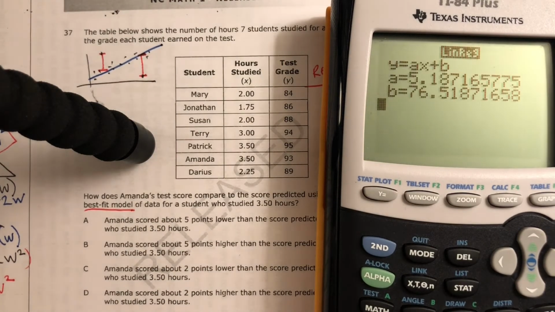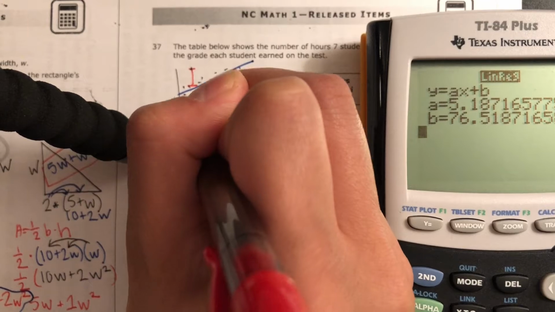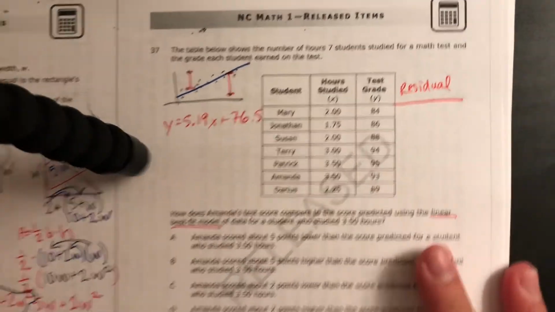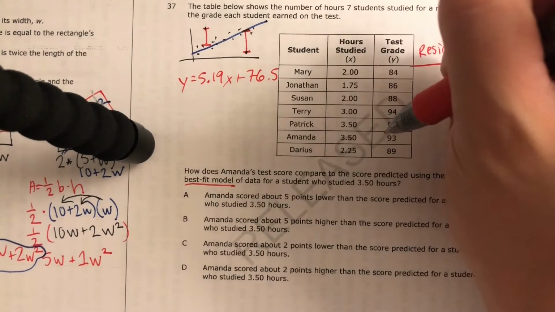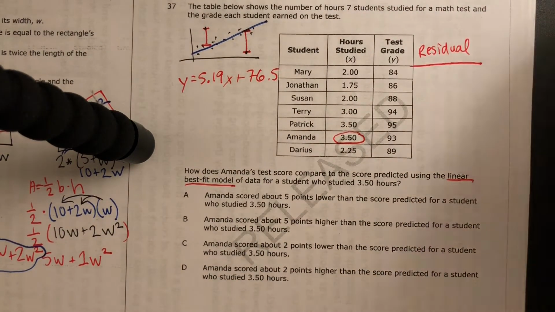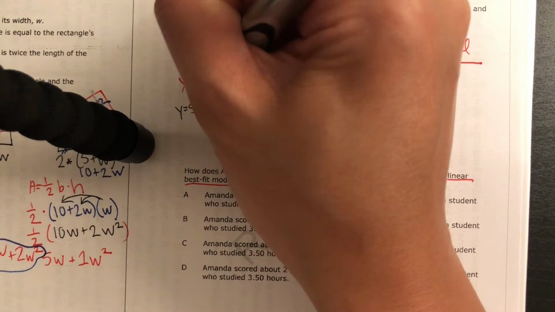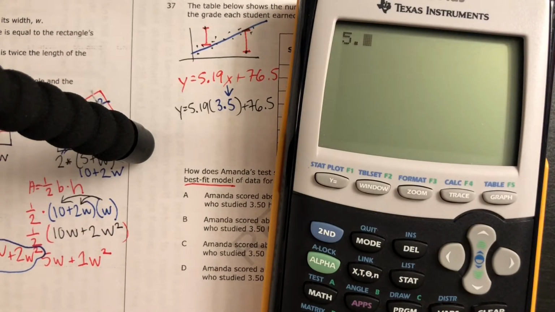And when I do that, I have my equation, 5.2 and 76.5. So I'm going to write that over here. My line of best fit equation is going to be y equals 5.19x plus 76.5. So that's my line of best fit. When I do that, it's saying, how does Amanda's test score compare to the predicted using the linear best fit model? So Amanda studies 3.5 hours. So if she studies 3.5 hours, I can plug that in here. So y equals 5.19 times 3.5 plus 76.5. When I do that on my calculator, she is supposed to get 94.7.